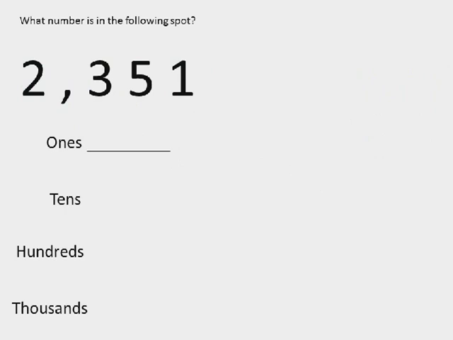Okay, for this next part, what number is in the following spot? So if you see 2, 3, 5, and 1, is the 1 in the ones place? Is the 5 in the tens place? Same for hundreds and thousands. Okay, so hopefully you got all these right. The 1 is in the ones place, the 5 is in the tens place, the 3 is in the hundreds place, and the 2 is in the thousands place.